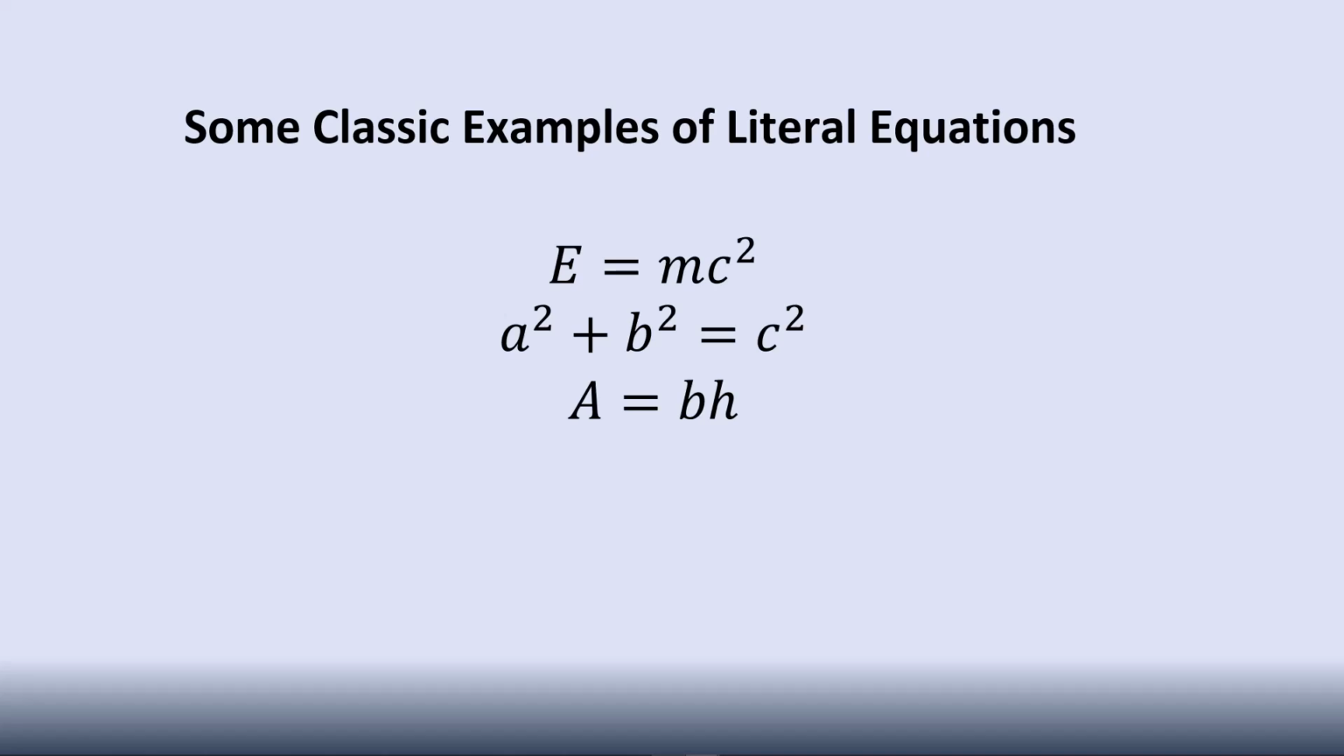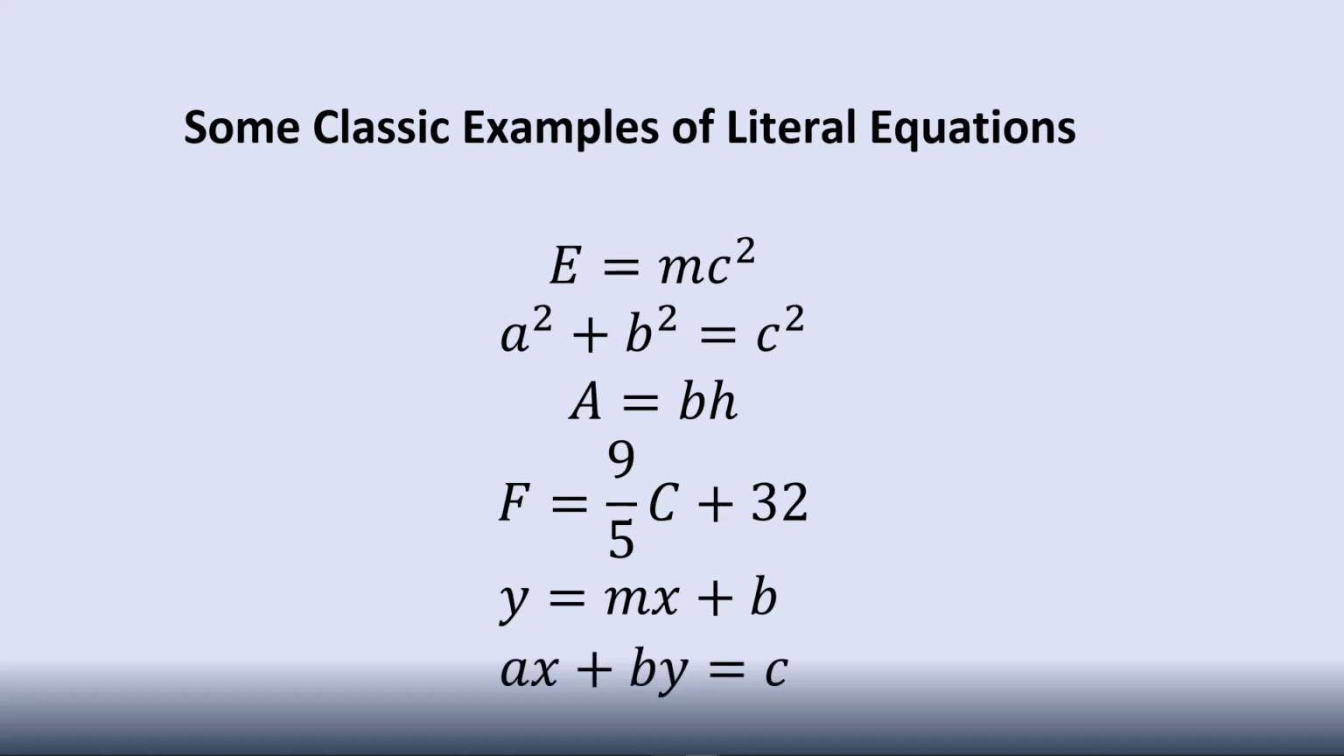The area of a rectangle is expressed as area equals base times height. This is the equation showing the mathematical conversion between Fahrenheit and Celsius. This is the linear function equation in slope-intercept form, y equals mx plus b, that you will study later on in this course, the one that represents a line on a graph. Here is the standard form of a linear equation, ax plus by equals c.